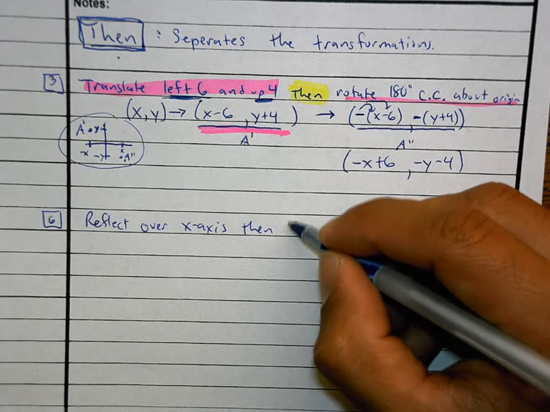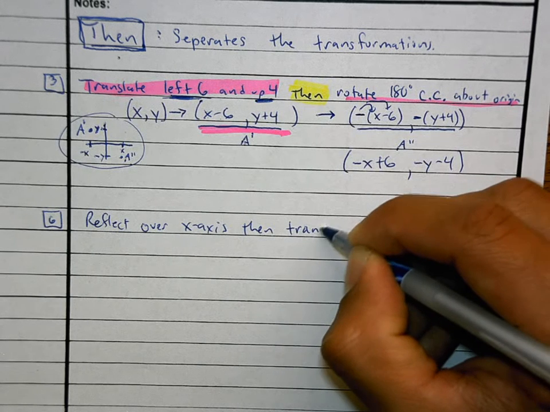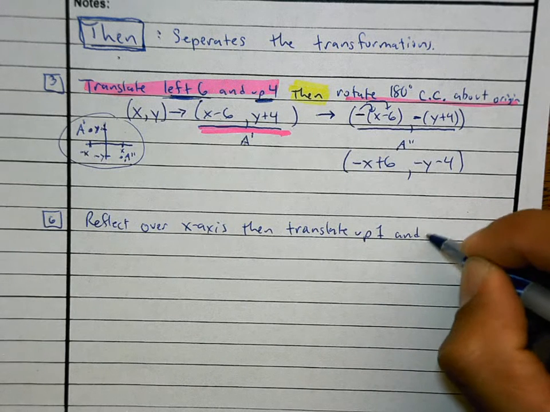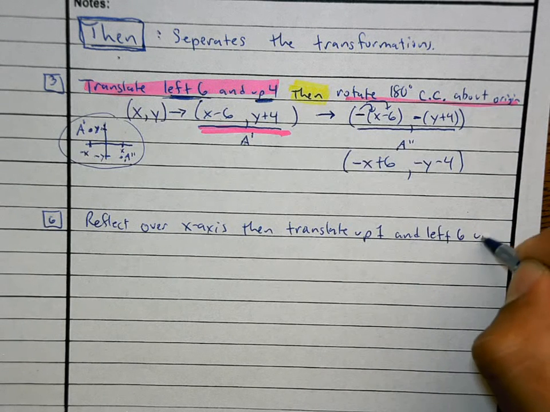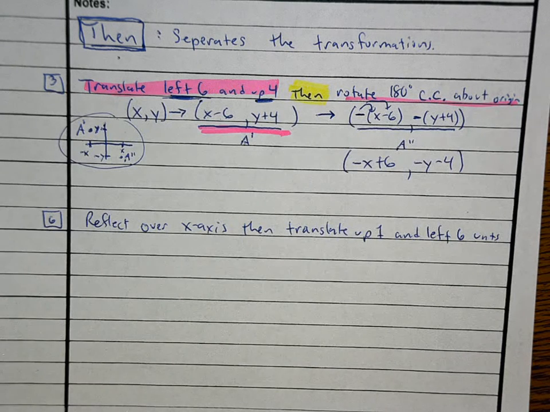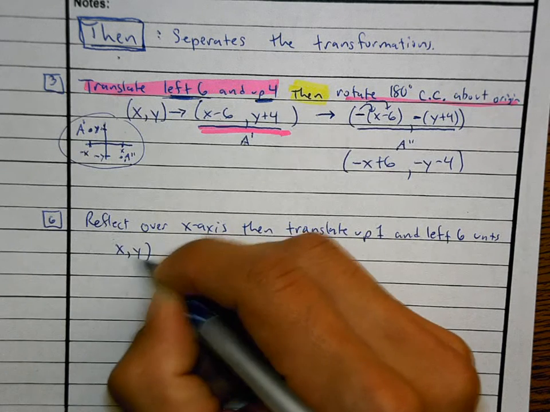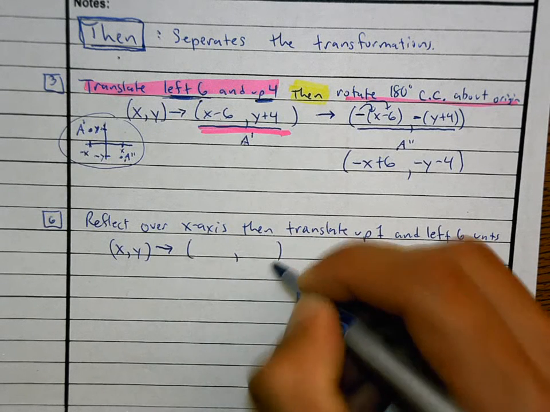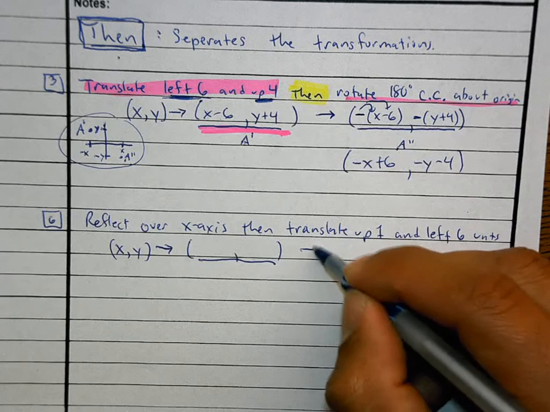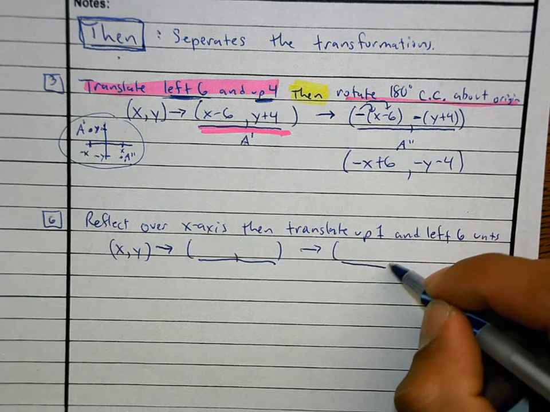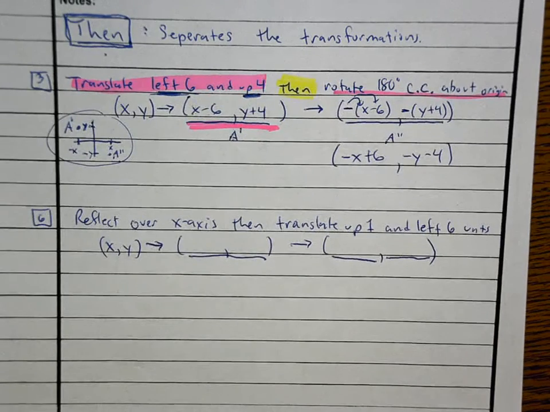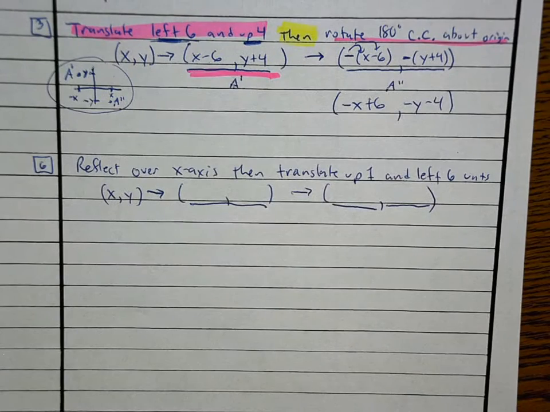Then translate up 1, and left 6 units. Then they have x comma y, an arrow transforms to, and then they got this blank for you to fill in. Then they have another transformation with some blanks, with a comma, and there we go. Reflect over the x-axis, then translate up 1 and left 6 units.